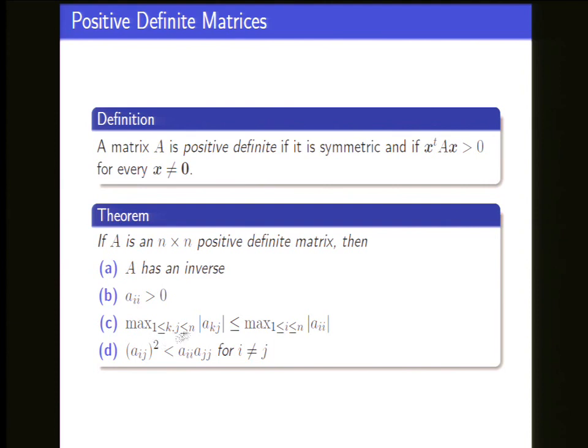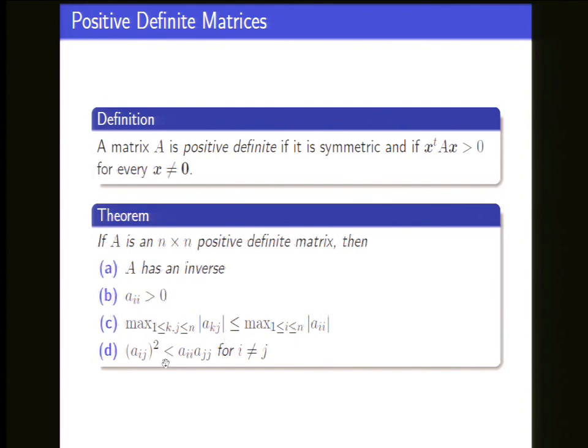The next property says what? Again, the notation is confusing here. I would say the largest element shows up on the diagonal. Certainly true for my matrix. You can prove that again by choosing the right x. Let's do the last one.